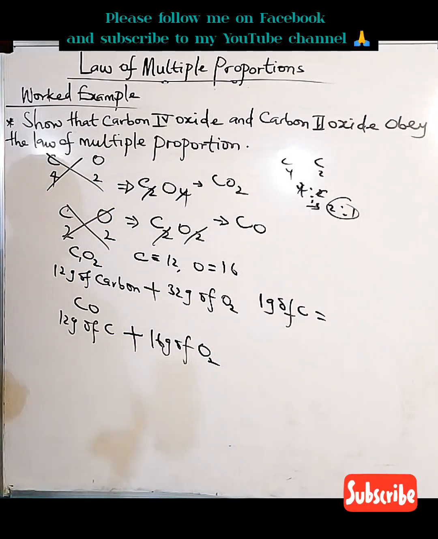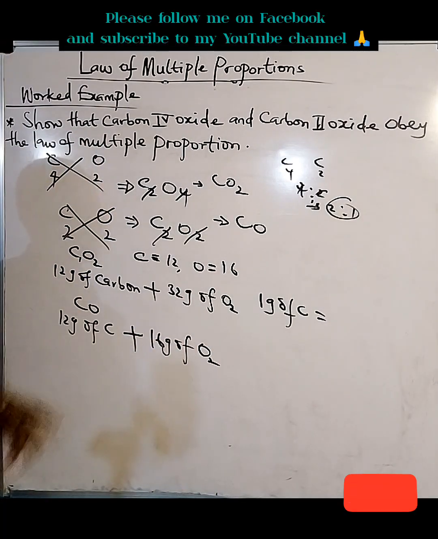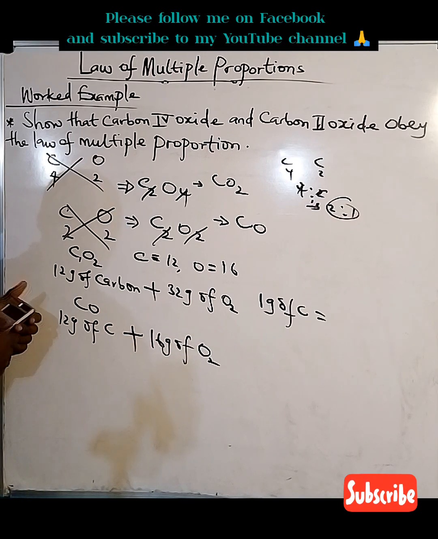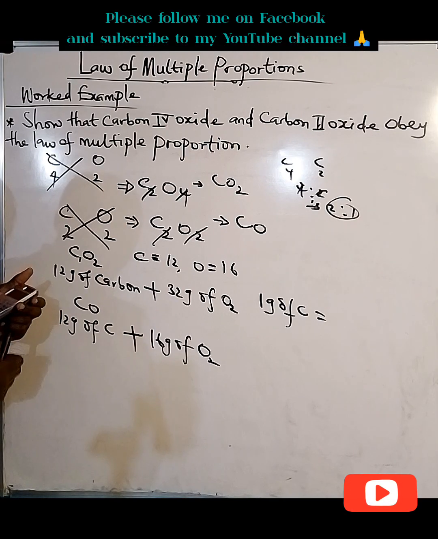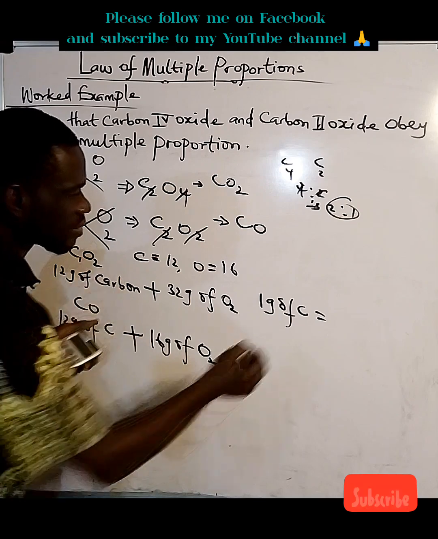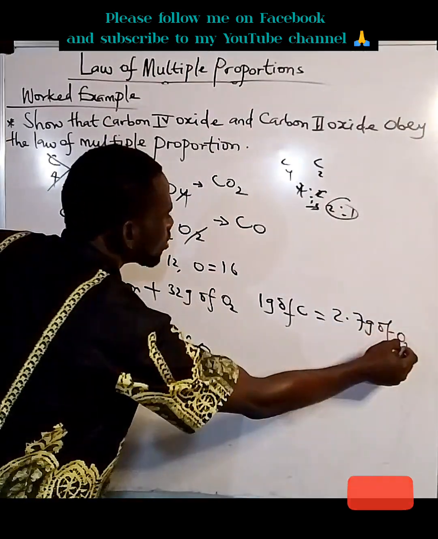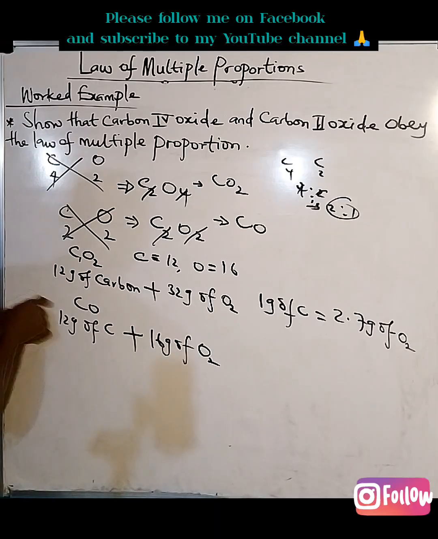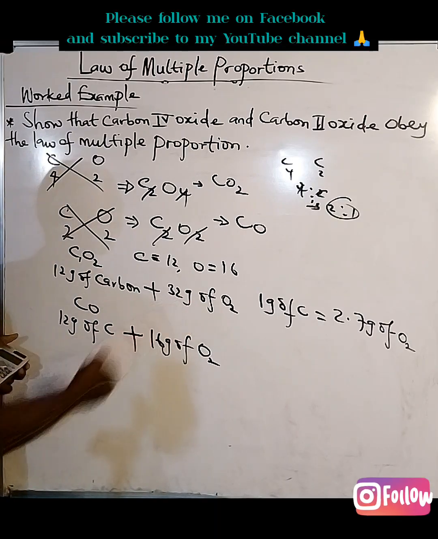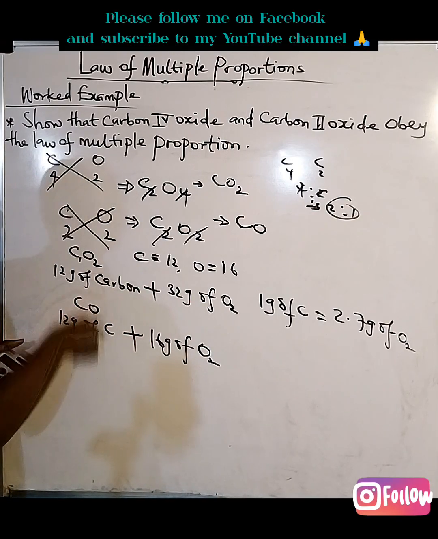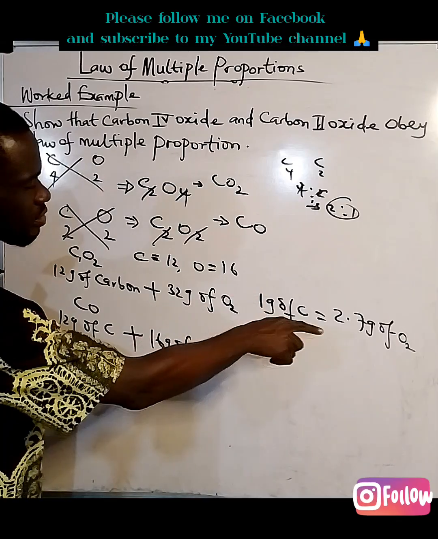What's it going to be? If 12 grams of carbon combines with 32 grams of oxygen, then 1 gram of carbon is going to combine with some grams of oxygen. So that will be 32 divided by 12. We can use our calculator to do that. Let's quickly do that. 32 divided by 12 will give us 2.6666, that is 2.7 grams of oxygen. So that means if 12 grams of carbon can combine with 32 grams of oxygen, it means 1 gram of carbon combines with 2.7 grams of oxygen.